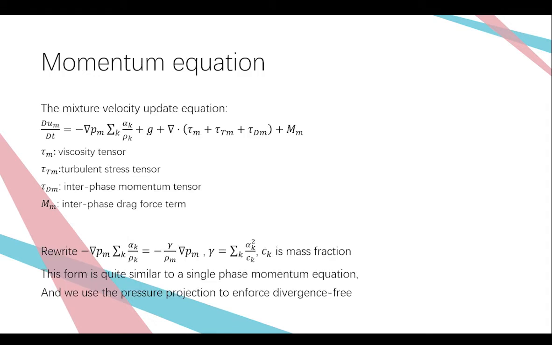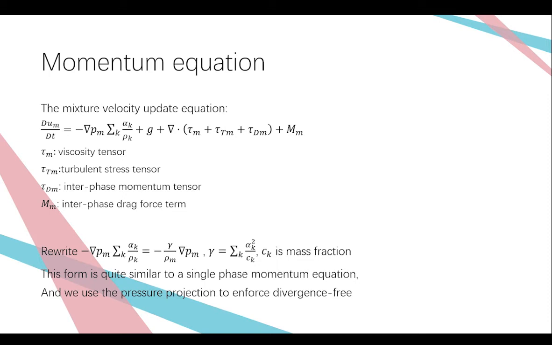This is the momentum equation. As we can see, the right-hand side contains several terms that are similar to those in the single-phase equation. The first term is the pressure, the second is gravity, and the third is a tensor term including viscosity, turbulent stress, and interface momentum tensor. The fourth is the interface drag force.